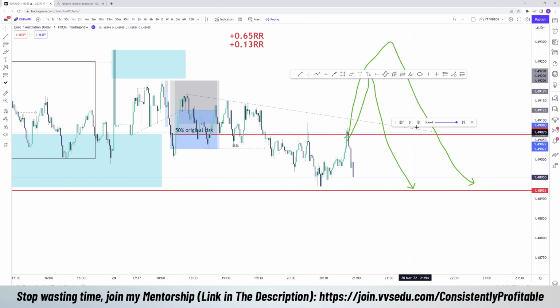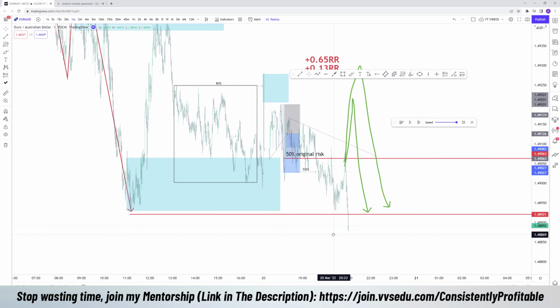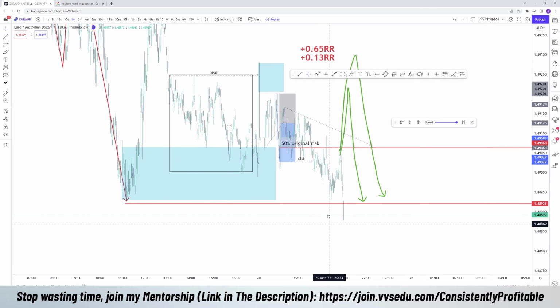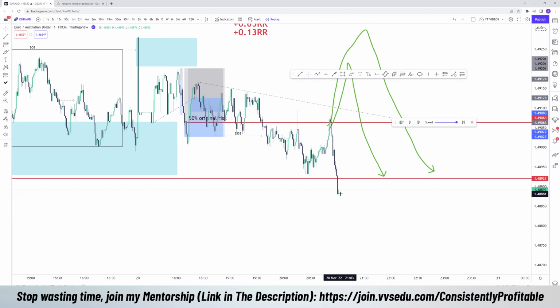Or, well, price could hit the TP directly. Okay, now, yes, I would like to look for a longing opportunity if price gives me a confirmation to do so.